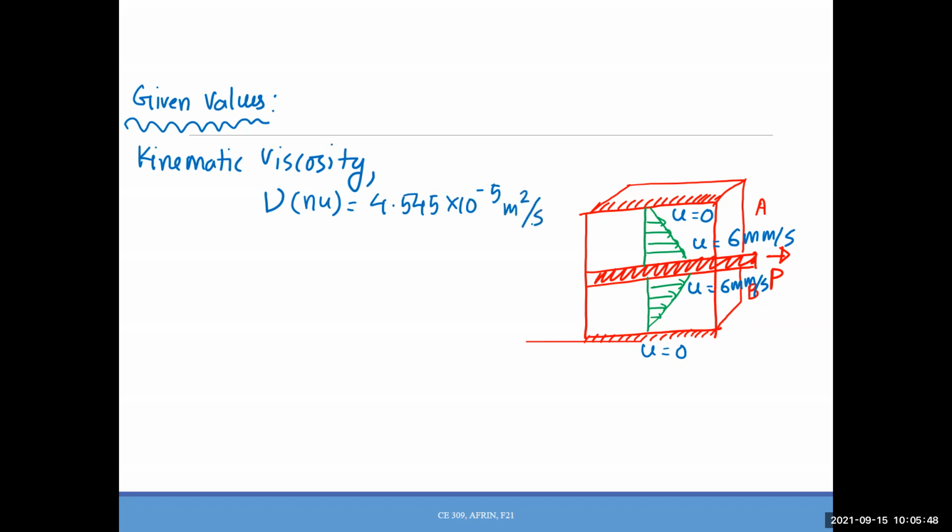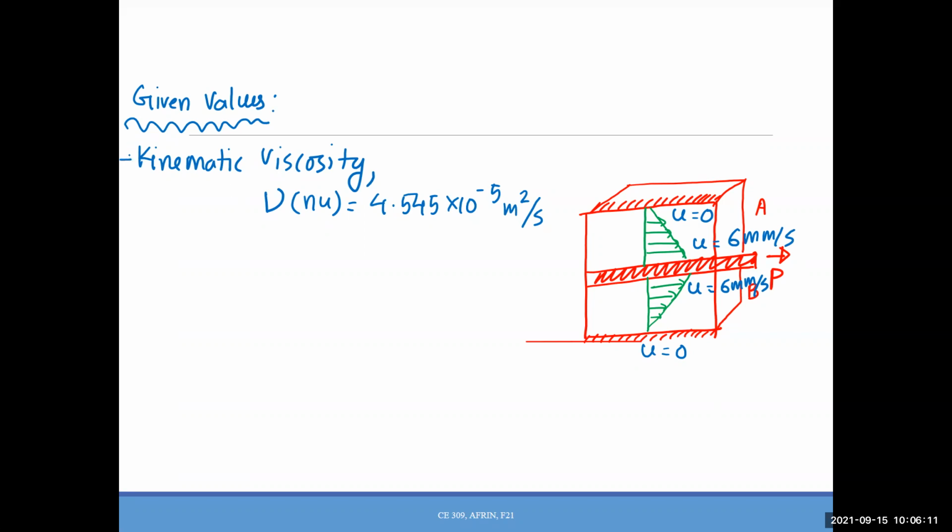If you look at the unit, it says meters squared per second. That means per second, the area this fluid can cover. So that is basically an indicator of viscosity. Obviously, if it's less viscous, it will cover more area within 1 second, and if it is more viscous, obviously it will cover less area. That's why it's meters squared per second.